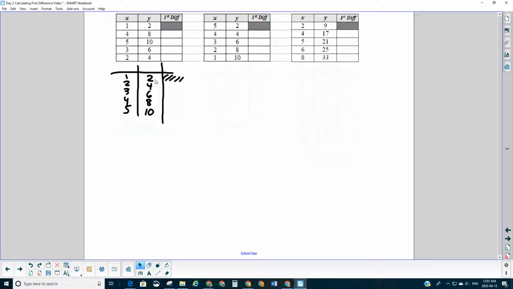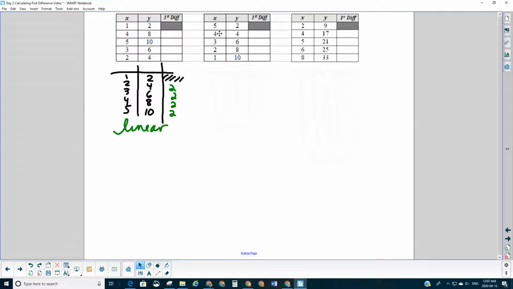What's the jumps? Going from 2 to 4, that's a jump of 2. From 4 to 6, jump of 2. 6 to 8, jump of 2. So this one is linear. If you had calculated first differences here, this is jump of 6, jump of 2, down 4, down 2. Well, of course the jumps are all out of whack because the x's are out of whack. So you need to put them in order before you can calculate the first difference.